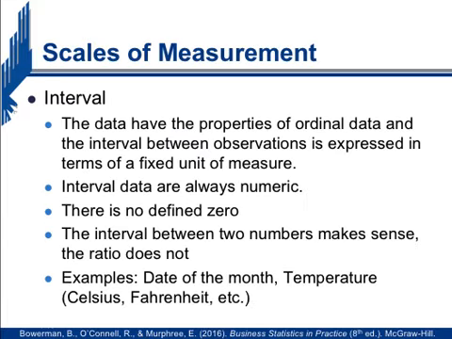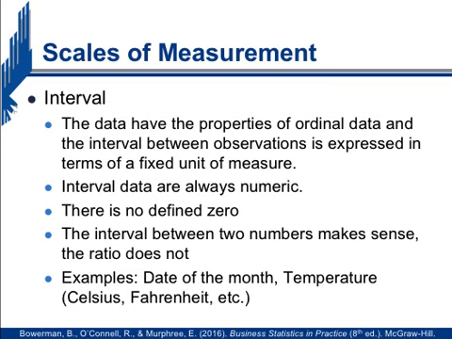Now, for the third scale of measurement, we have the interval scale, and this one is a scale of measurement for quantitative variables only. So, an interval scale of measurement refers to variables where the data have the properties of the ordinal data, and the interval between observations is expressed in terms of a fixed unit of measure. First, the property of ordinal data that this is referring to is about the ranking. It means that if the value of the variable is higher or lower, then that has an implication. It means something. There is a difference in terms of the ranking because of the difference in the value of the variable.